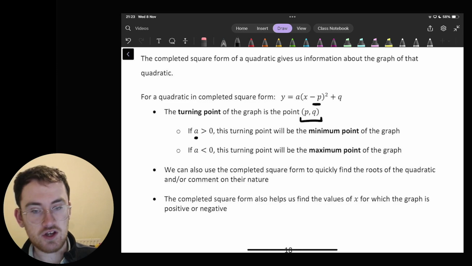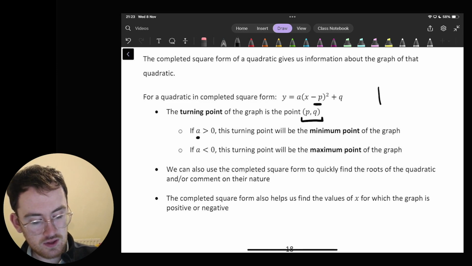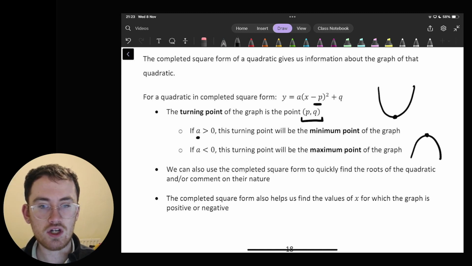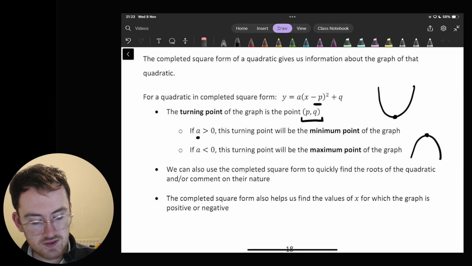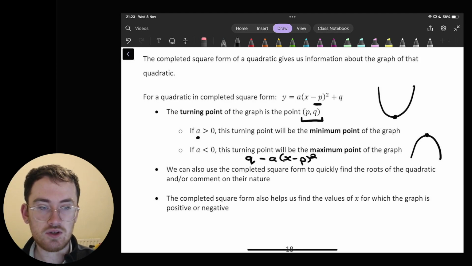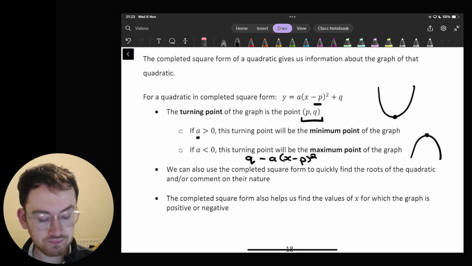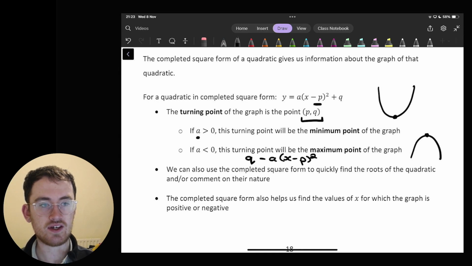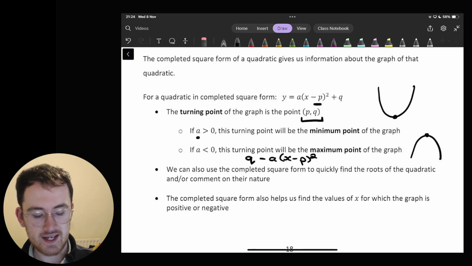Okay. The other thing that's important in that is the leading coefficient a. So if a is positive, then my graph is positive and it will have a minimum point. If a is negative, my graph is negative and it will have a maximum point. So it's important to look at the version that you're given. Occasionally, if a is negative, the question could be written in the opposite direction, starting with q, in order to not start with a negative number or a negative sign. As I've said, we can use this to quickly find the roots of a quadratic and comment on their nature, and it also helps us find the values of x for which a graph is positive or negative as well.